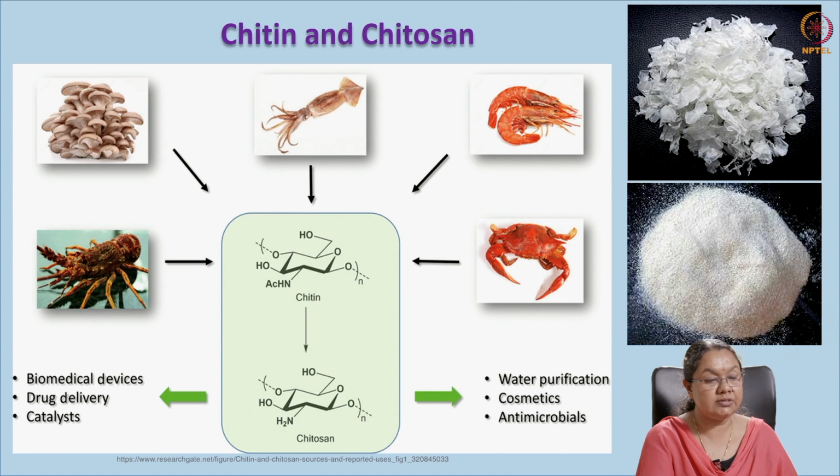The third product we very commonly produce using the shell is chitin and chitosan. Commercially, we are using shrimp shell. Crab shells are also used for producing chitin and chitosan. We also find chitin and chitosan in the cell walls of fungus, but it is in minute amount.